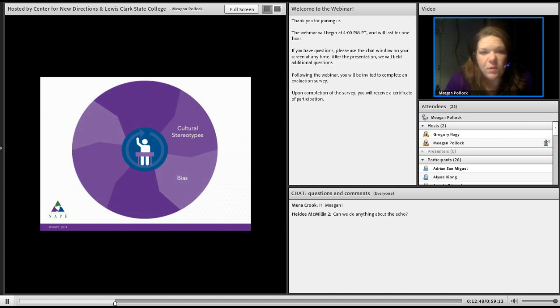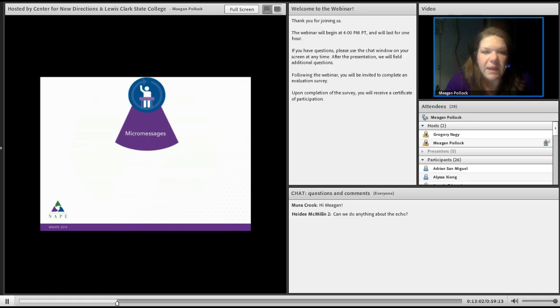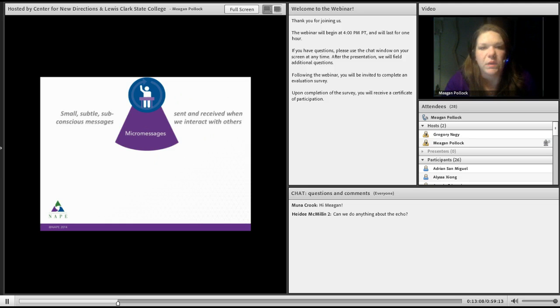And so now that we understand how cultural stereotypes inform our biases, what we have to realize next is how those biases manifest themselves in our interactions with others, and they become what we call micromessages. Micromessages are small, subtle, subconscious messages that we send and receive when we interact with others. And there are two different types of micromessages.